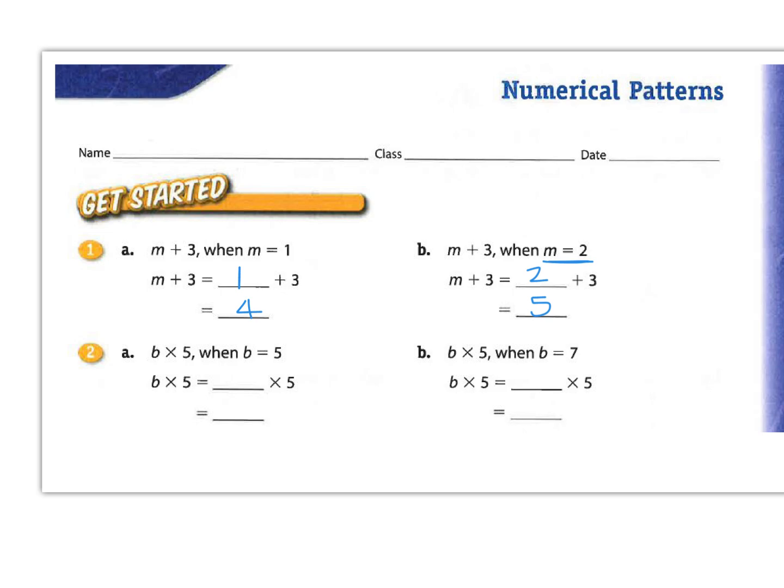Now, number 2, we have b times 5 when b equals 5. If b equals 5, we would do 5 times 5, which is 25. And then here we have b times 5 when b equals 7. So we would substitute 7 for b. 7 times 5 equals 35.